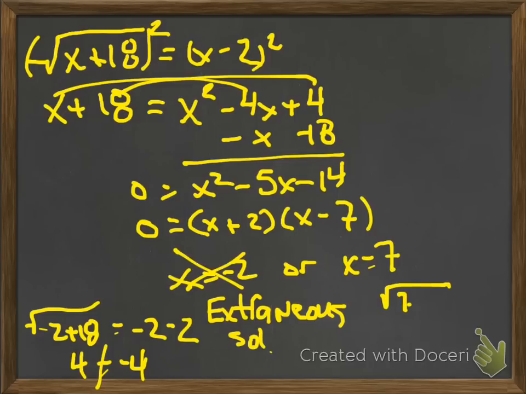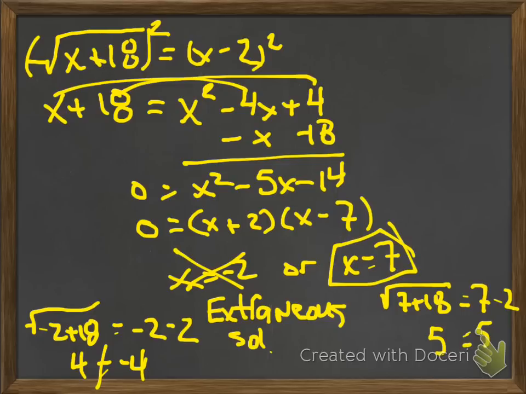Try that with the 7, and you get 7 plus 18 is 25, which is, square root of 25 is 5. 7 minus 2 is 5, so that works. 5 equals 5. So you do need to double check, especially when it's two answers like that. Now, I'm not going to say that it will happen like that every time, but it may happen.